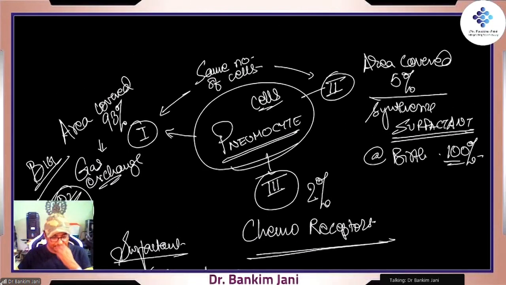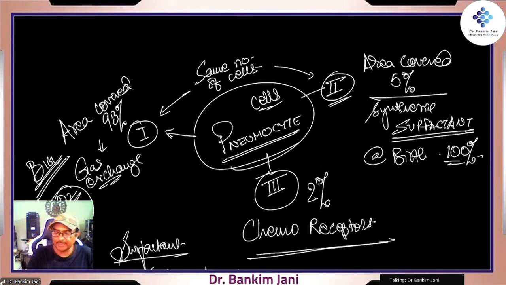These are the cells, the pneumocytes. Pneumo means air, cyte means cells. So these are the cells of the lungs. Simple. Type 1 cells are important, and they are big. They are meant for gas exchange, oxygen and carbon dioxide exchange, and they cover almost 93% of the area. Big cells, so they cover almost everything.